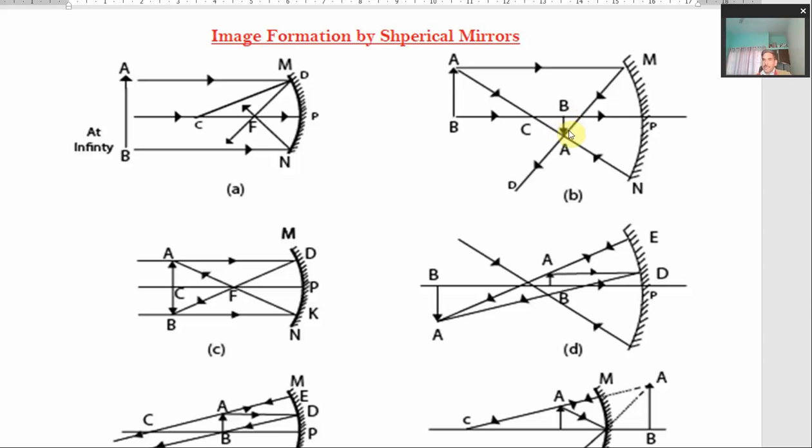Third thing, the image is inverted, right? The object is shown above the principal axis and the image is shown below the principal axis. So that means the image formed is inverted, right? And the fourth thing to tell about this image is whether the image is real or virtual. Again, the image is formed on the same side of the reflecting surface of the mirror, which means this image can be taken on a screen and hence it is a real image.